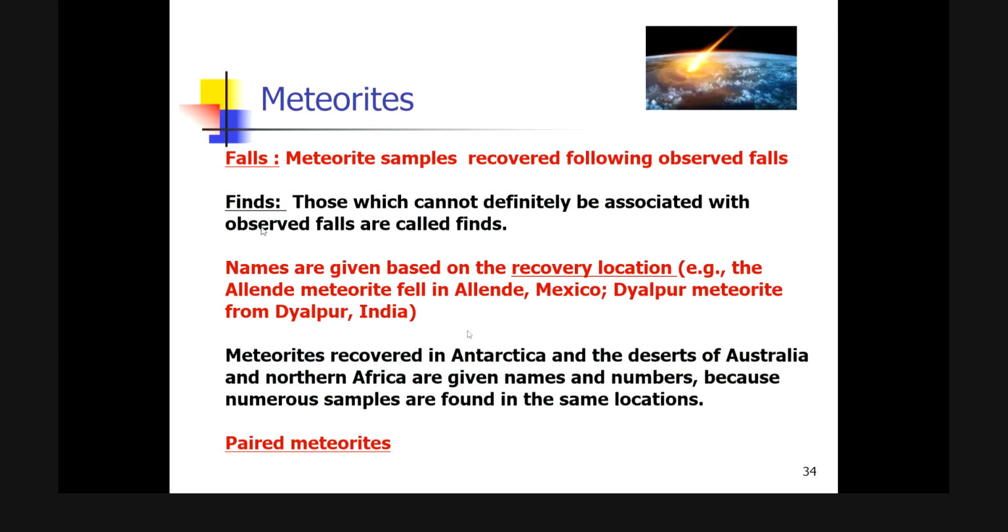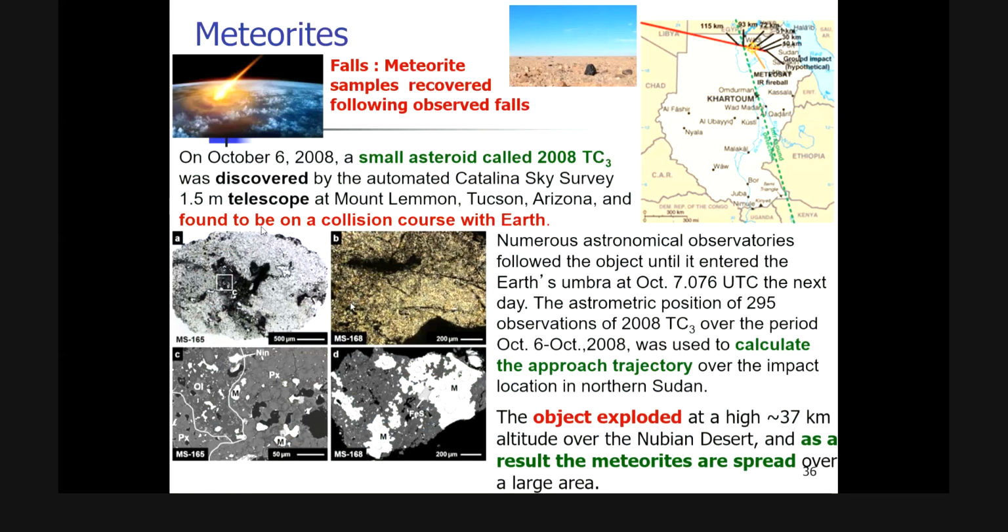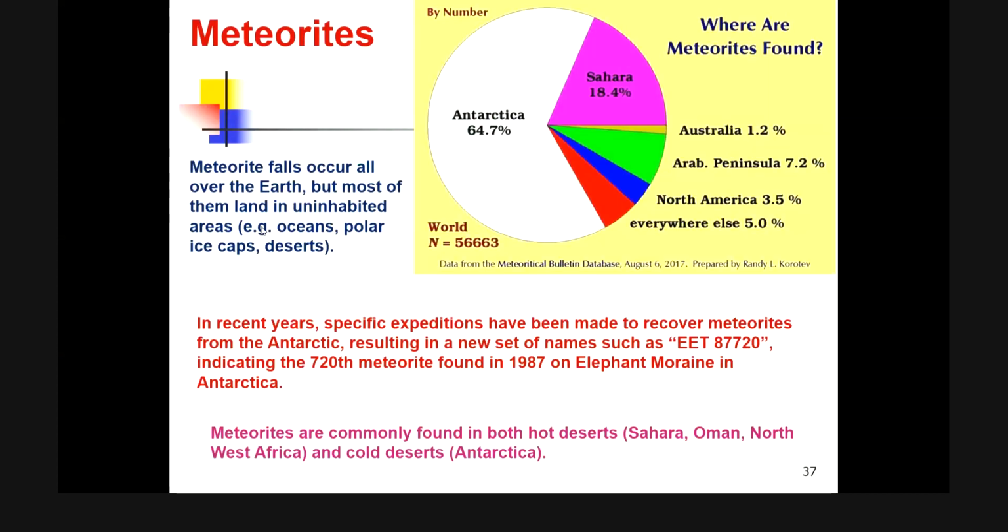And some quick classification of meteorites, first of all, based on whether they are falls, recovered following observed falls, or finds, which were found and established to be extraterrestrial samples but couldn't be associated with any observed falls. Then I'd shown you this example, but let's move on to the common places where we find meteorites on the Earth. Basically in the cold and the hot deserts, the polar regions and the hot deserts of Northwest Africa, and several other places also.